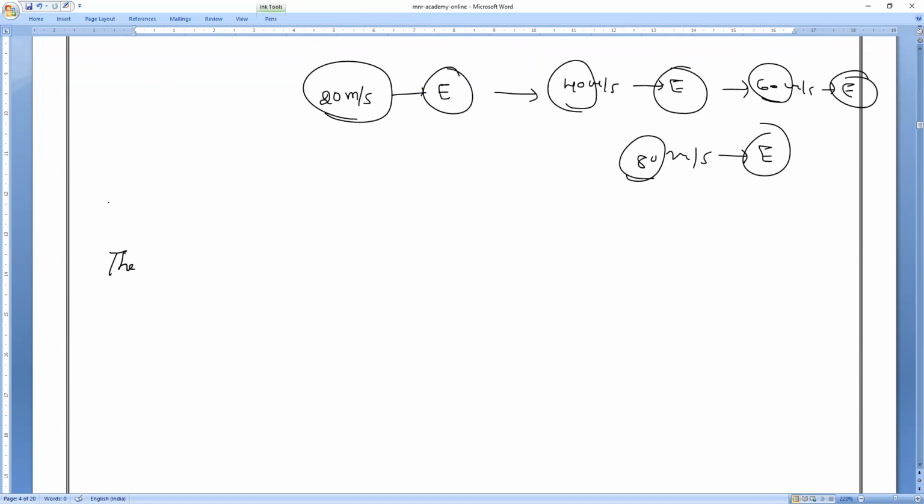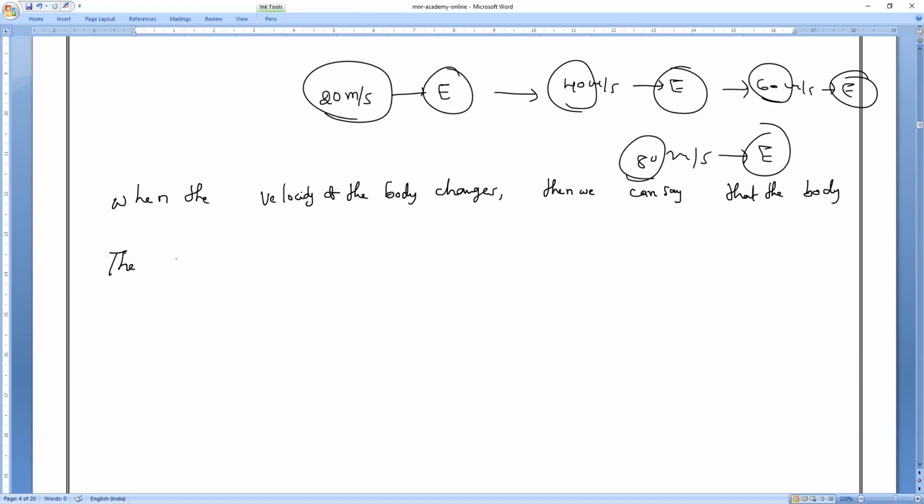The first statement also write, guys. When the velocity of the body changes. Have you all understood this concept? Anybody having doubt, you can tell me. Velocity of the body changes, then we can say that the body is in what, guys? Accelerating or non-accelerating? Accelerated. The body is accelerating.